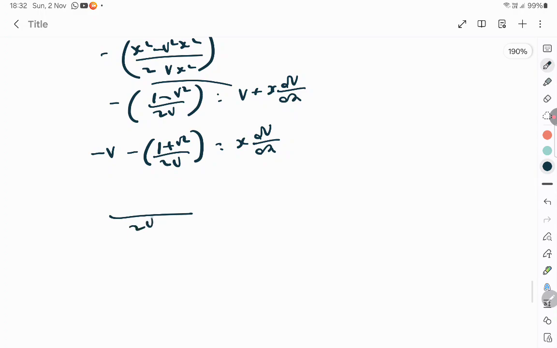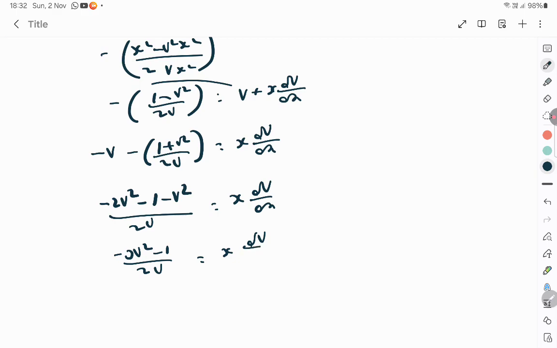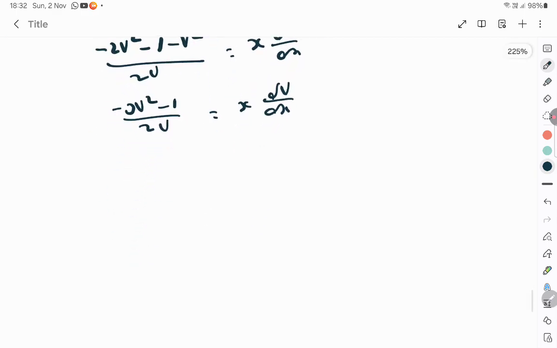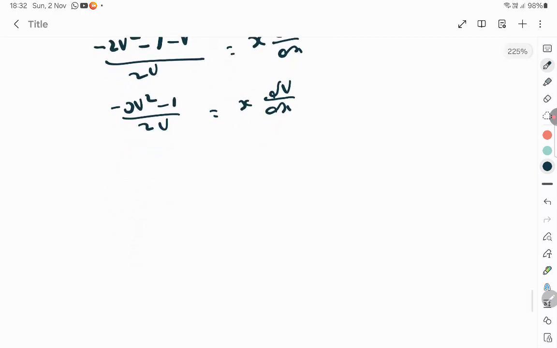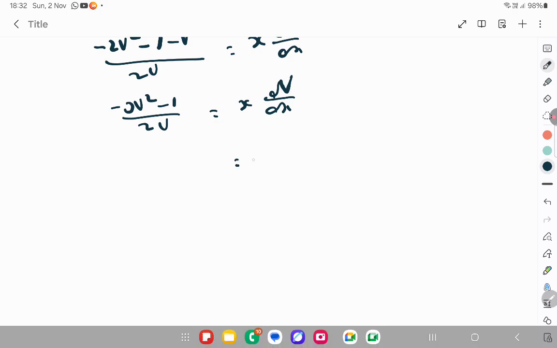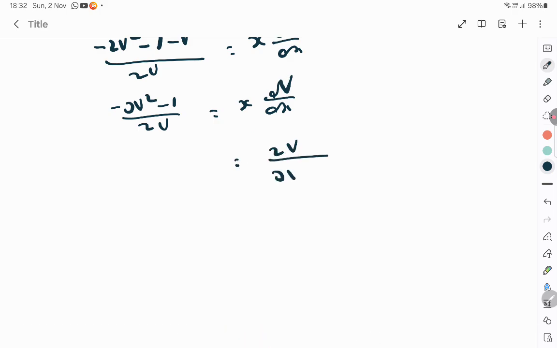On taking an LCM, which is 2v, this will become minus 2v square minus 1 minus v square, which you are right, is equal to the same answer only we are getting. I tried it thrice. Okay, by 2v is equal to x into dv by dx. Now it's become variable separable. You can move all the v to one side, and since dv is here, you can move it to the 2v by 3v square plus 1, where the minus sign can completely be taken out common. It's equal to 1 by x into dx.